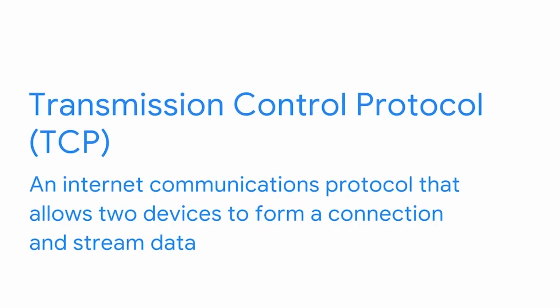That communication uses a protocol called the Transmission Control Protocol, or TCP. TCP is an internet communications protocol that allows two devices to form a connection and stream data. TCP also verifies both devices before allowing any further communications to take place. This is often referred to as a handshake. Once communication is established using a TCP handshake, a request is made to the network.